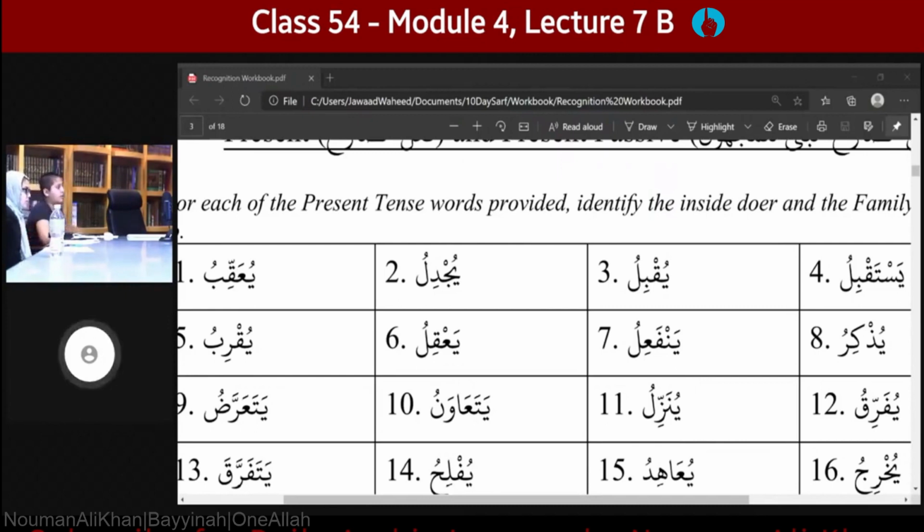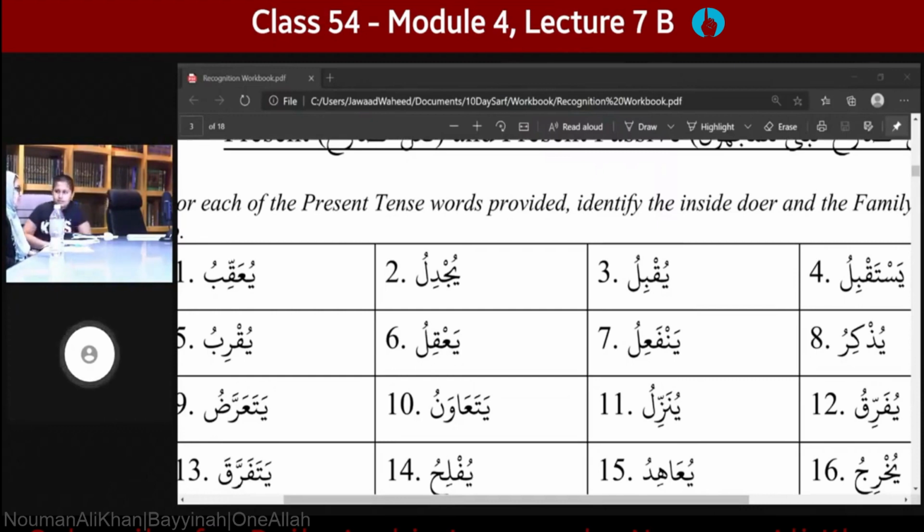Not quite. All three of them have a mistake. Remember the order of the letters. Which one's the fa letter? Which one's the ain letter? Which one's the lam letter? Aqbala, yuqbilu, iqbalan. No, that's wrong. Still wrong, same mistake. So the... Aqrab.